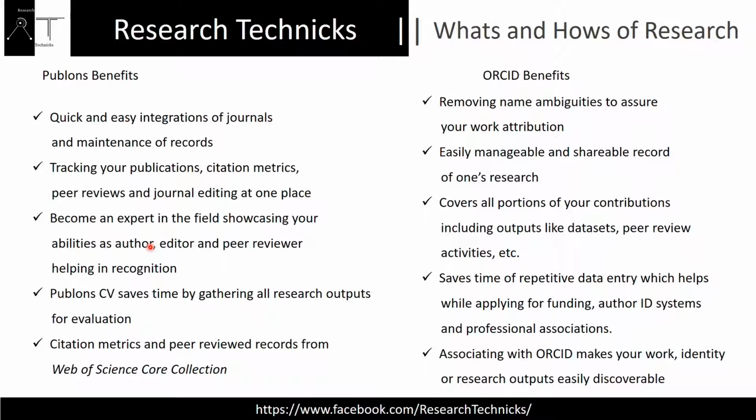Now when you have gathered all your data, your publications, everything at one place, Publons provides a CV that will save a lot of time. Either you can provide the required person with your researcher ID, the Publons ID, or in case you require a CV, you can directly download it from Publons. Plus, the main thing, the Web of Science Core Collection: you will be getting all the peer review and citation metrics from them.